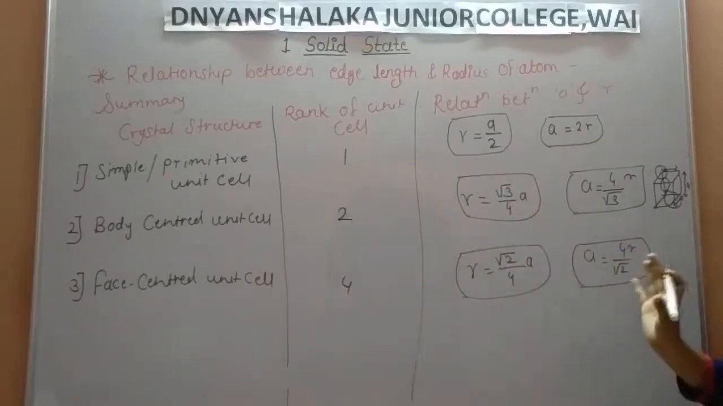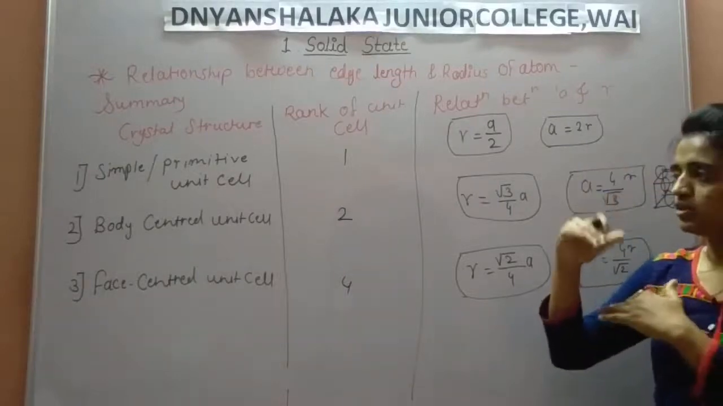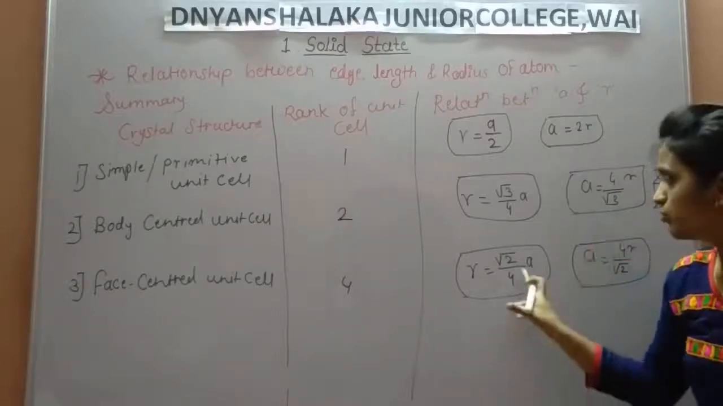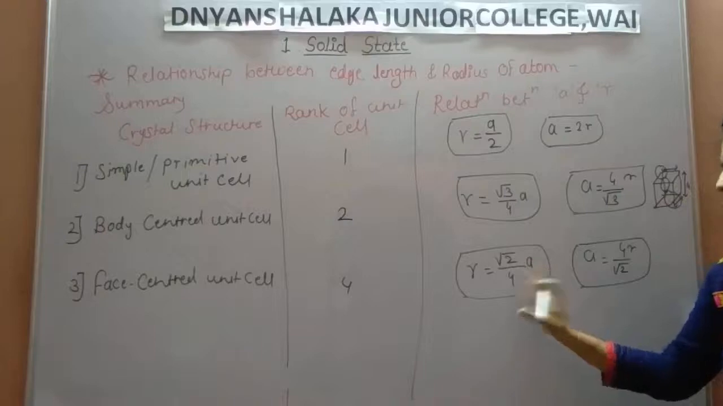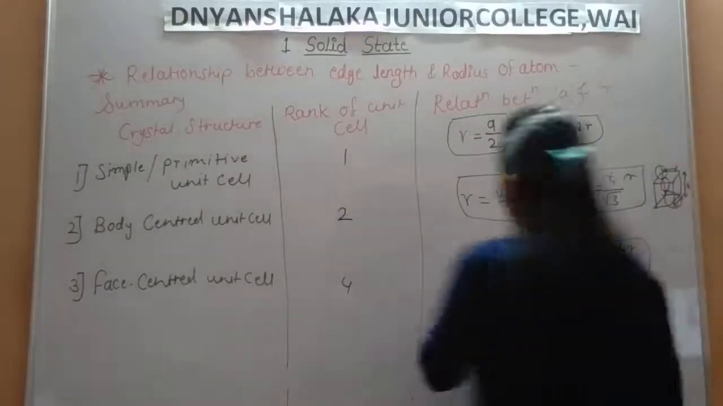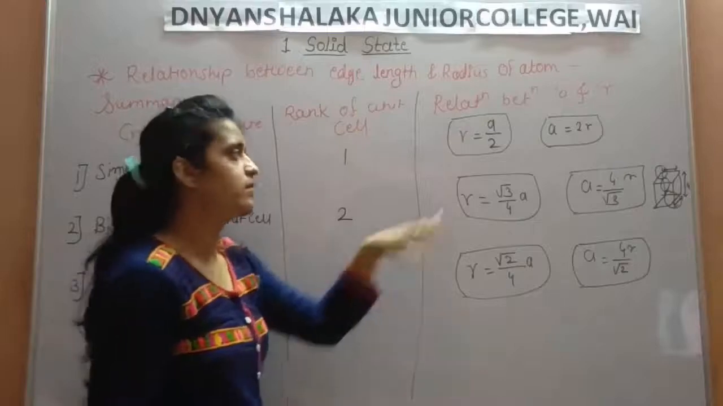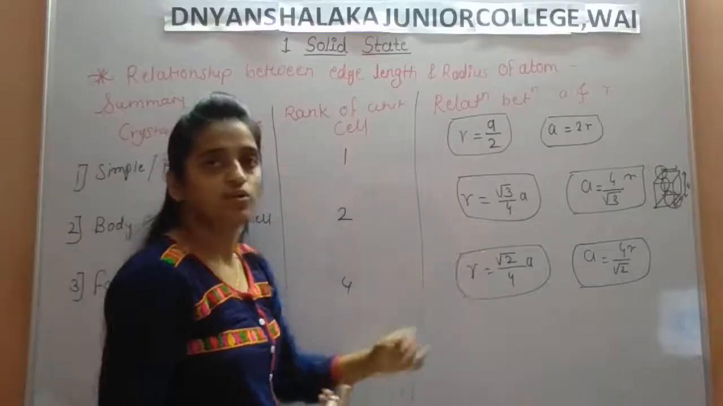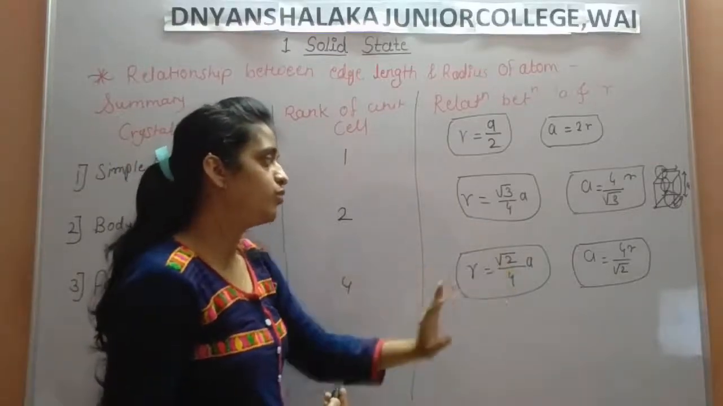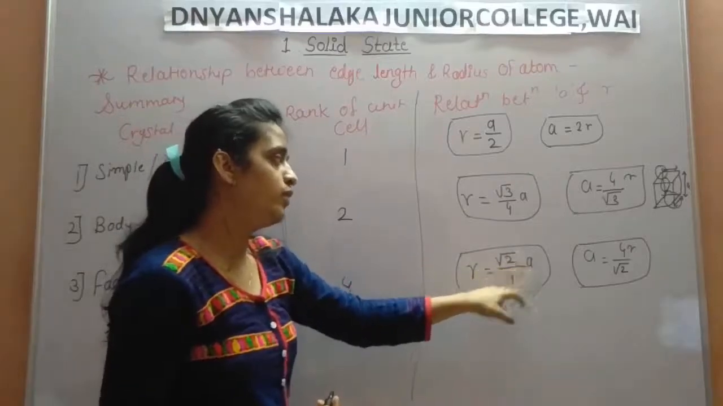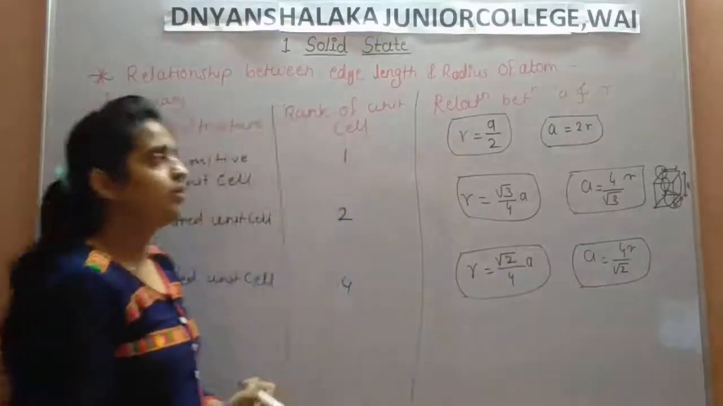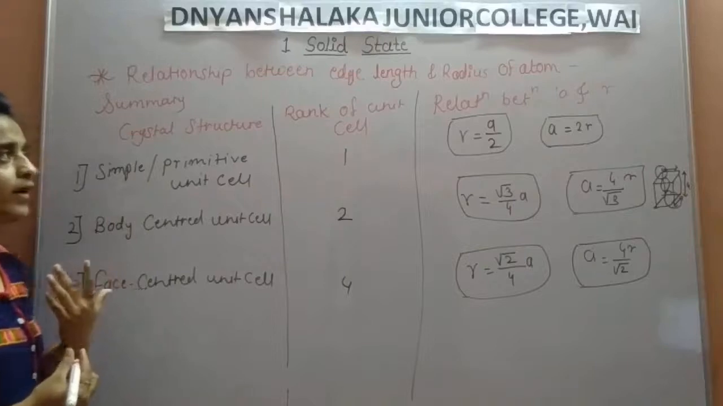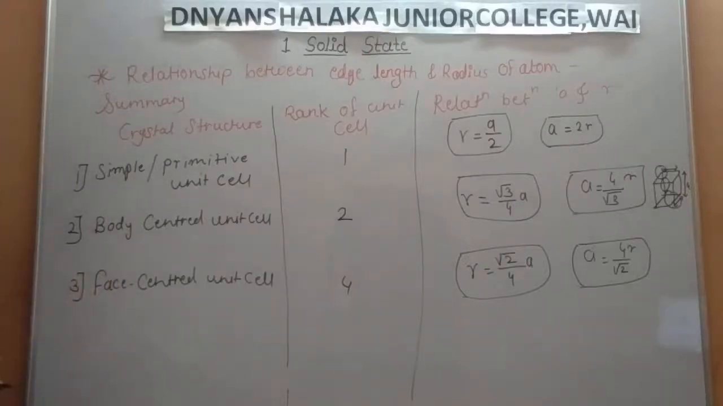And for the face center unit cell, only consider the upper portion. So 2 times A means how much distance is covered? 2 times the edge length. So we get R equal to root 2 into A upon 4. So simply and logically, this trick is used: how many times distance is covered? For body center, 3 times A is covered, and for face center, root 2 times A. So we get R equal to root 2 into A upon 4 and A equal to 4R upon root 2. So this is our relationship between edge length and radius of atom for simple, next body center, and last face center unit cell.